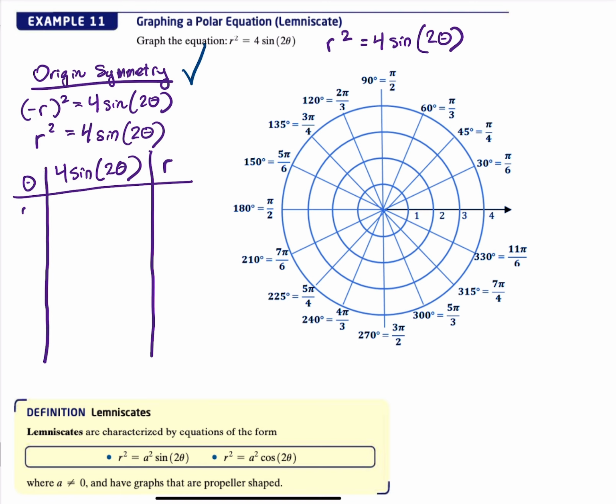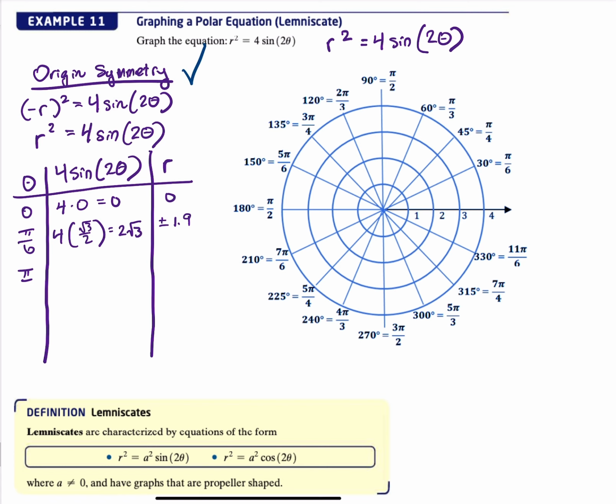So we plug in 0. This is 4 times the sine of 0, which is 0. The square root of 0 is 0. For pi over 6, 4 times the sine of pi over 3, because we're multiplying this by 2. So root 3 over 2. So that'll give us 2 root 3. And if we take the square root of that, we get approximately plus or minus 1.9. Because we're technically taking the square root of both sides of an equation. And that's what's producing our symmetry here, this positive or negative.